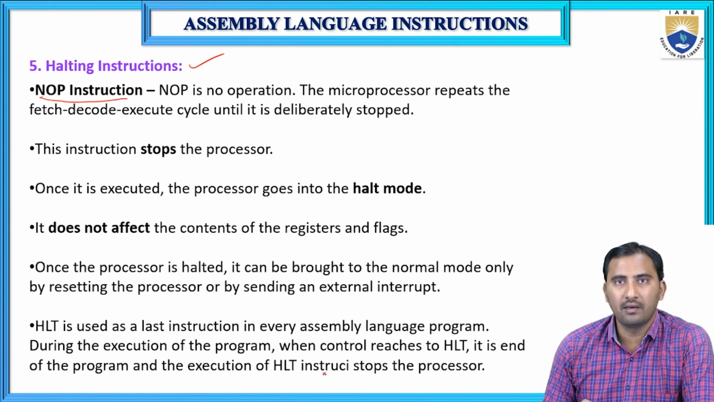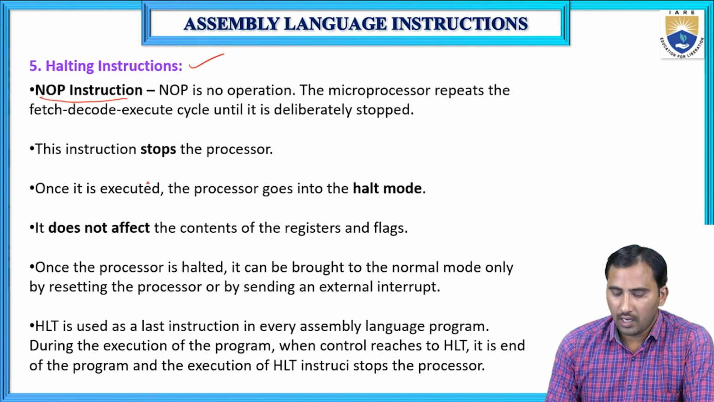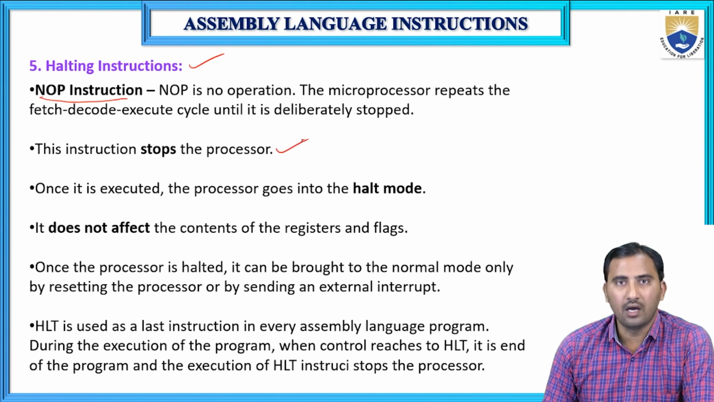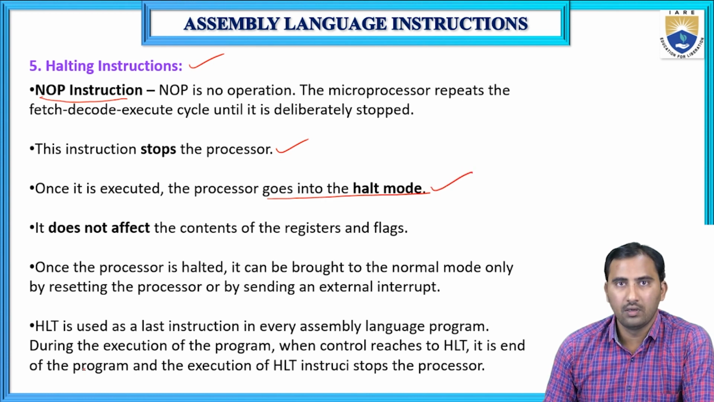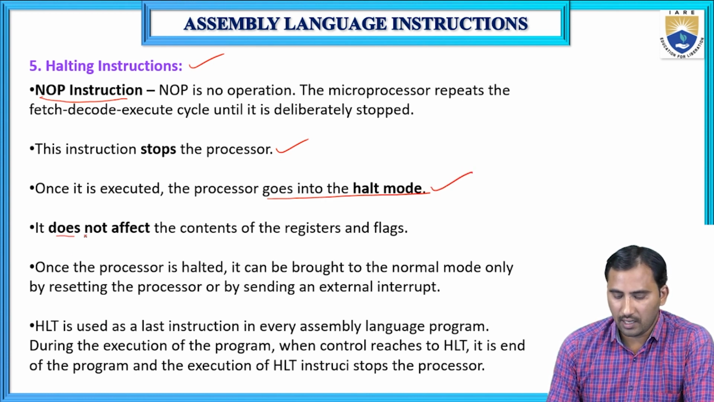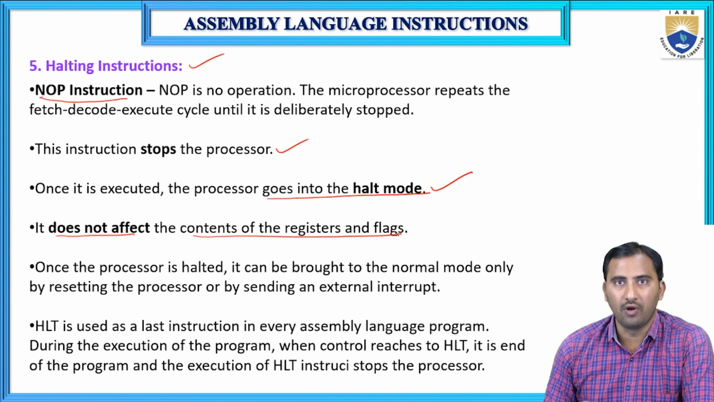Okay, so by giving some interrupt signal, it will come out of the idle state. And this instruction stops the processor. It stops the execution of the processor. Once it is executed, the processor goes into the halt mode, and it doesn't affect the contents of the registers and flags.